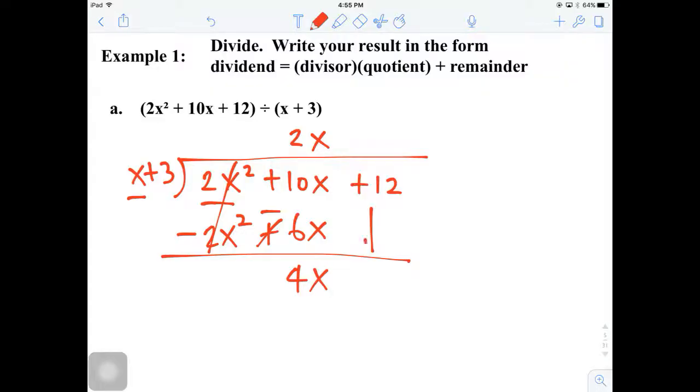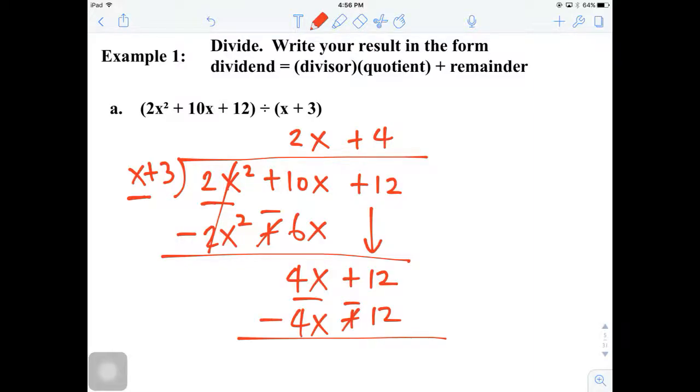The next step in the division process is to bring down the 12. Now I think, x times what gives me 4x? I need 4, so it's going to be plus 4. Again, I multiply by distributing that 4 into both terms: 4 times x is 4x, and 4 times 3 is 12. Again, I subtract by changing the signs in the bottom row. So those disappear, and the 12s disappear. I have a remainder of 0.